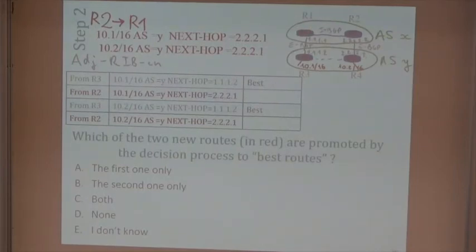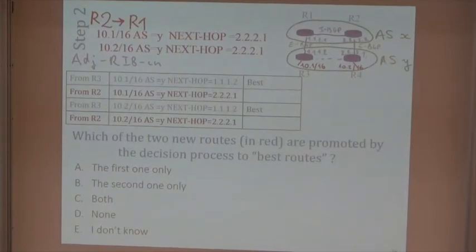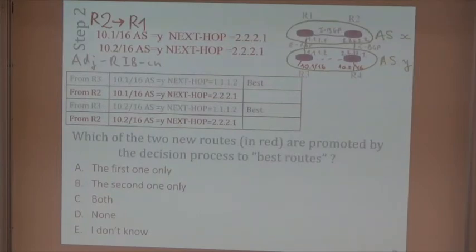Now, R1 really has a choice to take, because for each of those two prefixes, the ones marked in red here, there are two routes. One that goes this way, one that goes that way. So which of the two new routes will BGP at R1 select as the best one? I close the poll.